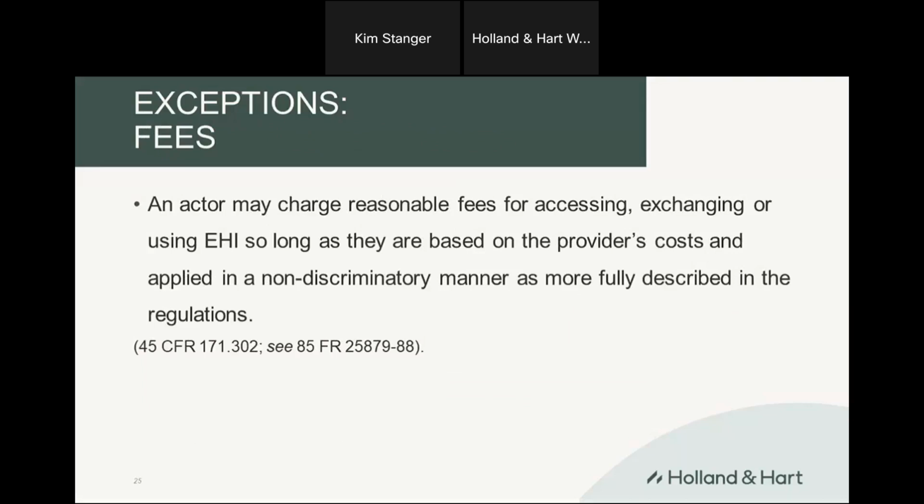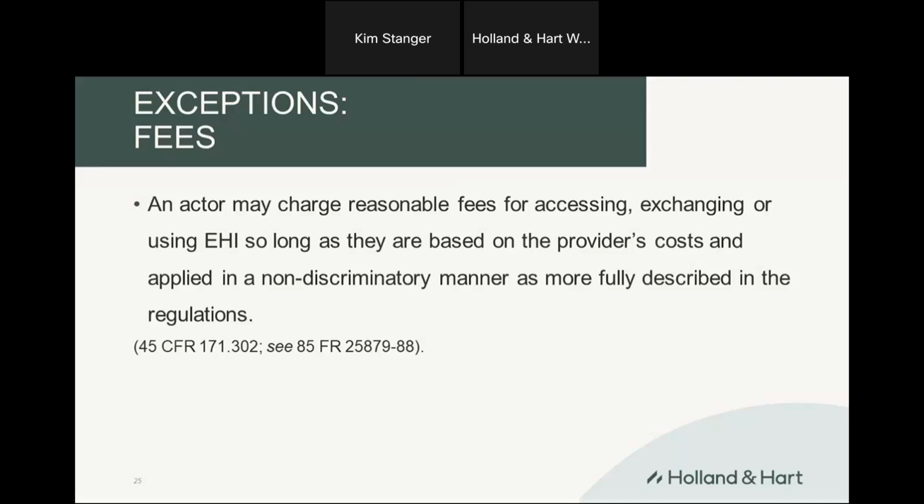The next exception is fees. Under the information blocking rule, an actor may charge a reasonable fee for access, exchange, or use of the EHI so long as those expenses are based on the provider's costs and are applied in a non-discriminatory manner, as more fully described in the regulations. A word about this. I'm going to talk about some FAQs in a minute. The FAQs basically say, hey, anytime you impose fees to access the information, that's presumptively a violation of the information blocking rule unless you can fit within the exception that allows you to impose fees.